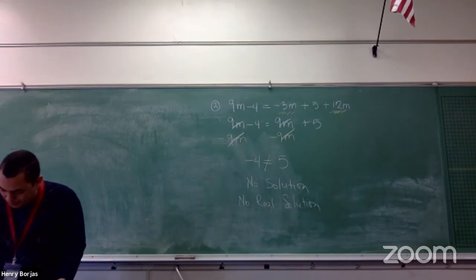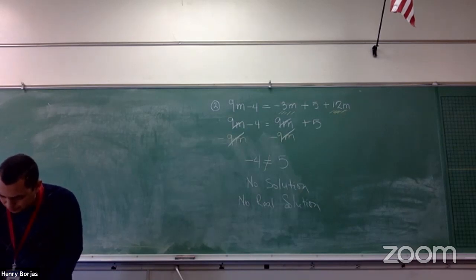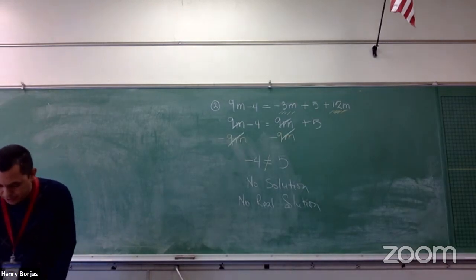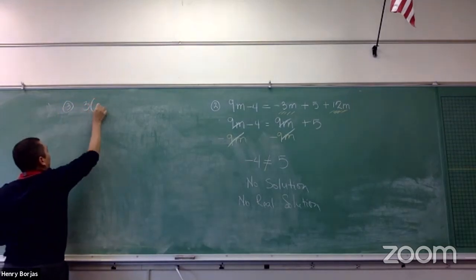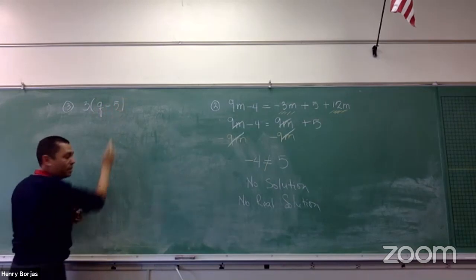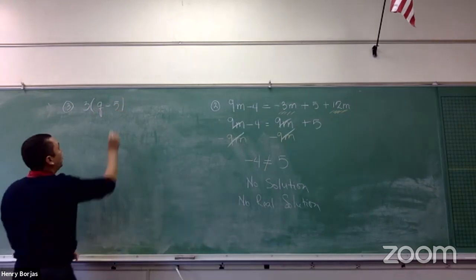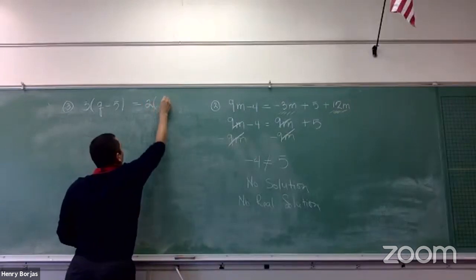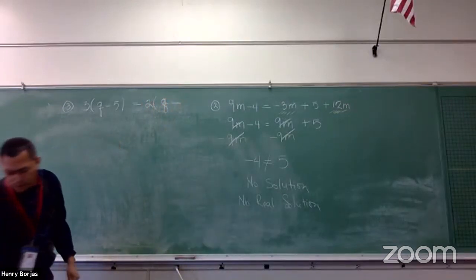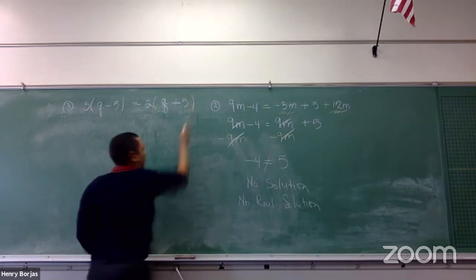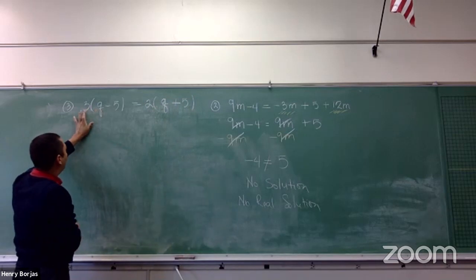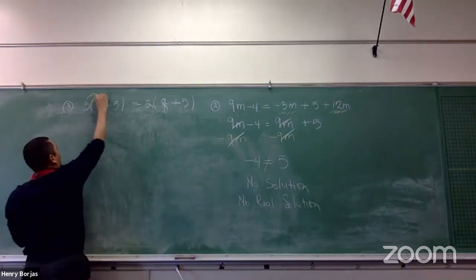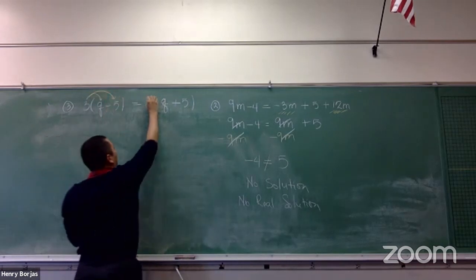So one example here that I have is, let me pick this one. 3q minus 5, I think that's the one, equals 2q plus 5. Okay, so I have parentheses. I have 3 times q, 3 times negative 5. So we are going to apply the distributive property on both sides.